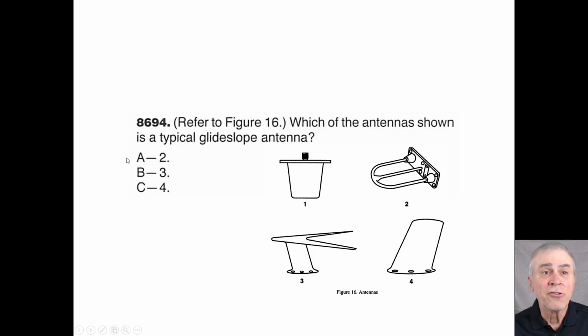Which of the antennas showed is the typical glide slope antenna? And that was the one with the two eyes on either side, the lamps. So it was one that looks like the tongue for the glide slope. So 2 is A.